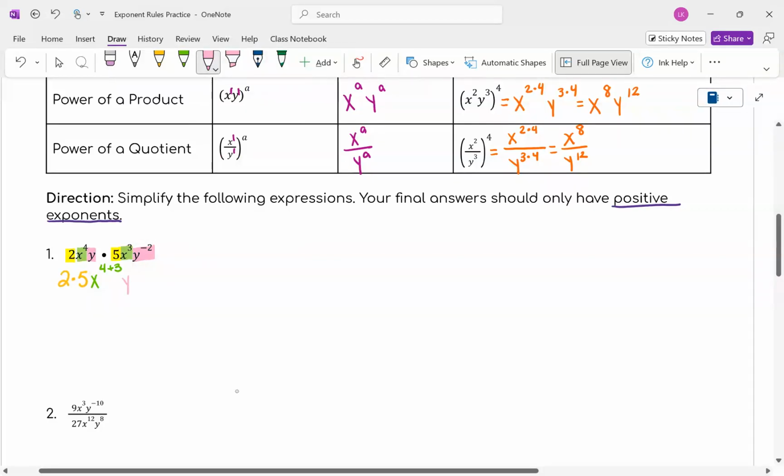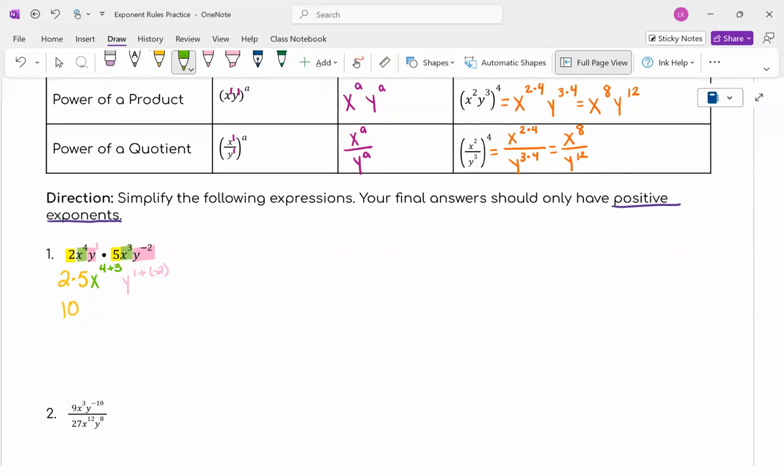Y, there's an invisible 1 here, plus negative 2. Now we just need to clean this up. 2 times 5 is 10. X, 4 plus 3 is 7. Y to the 1 plus negative 2 is a negative 1.